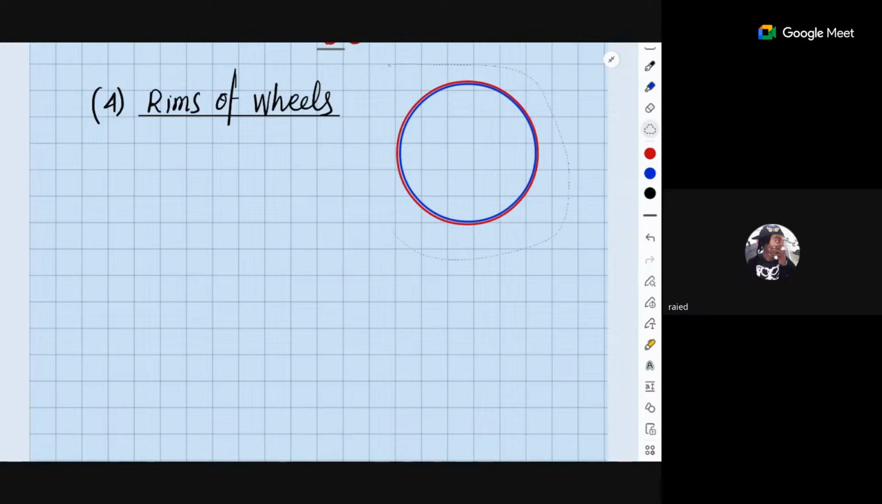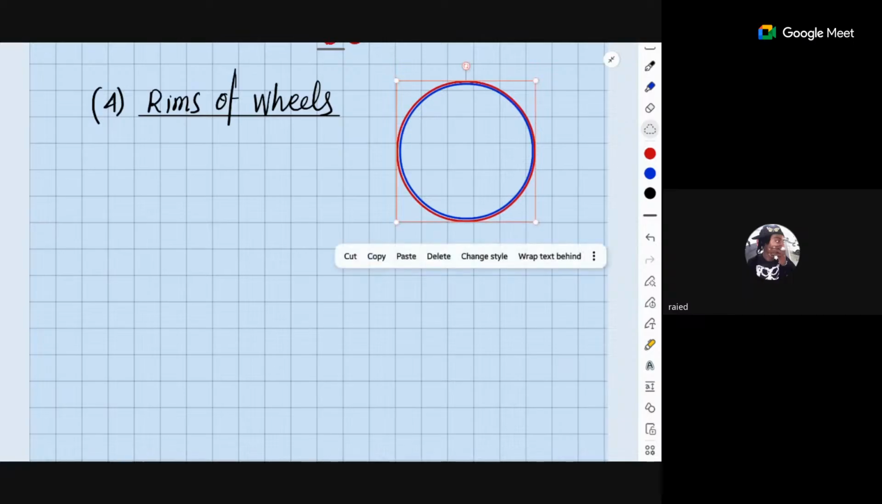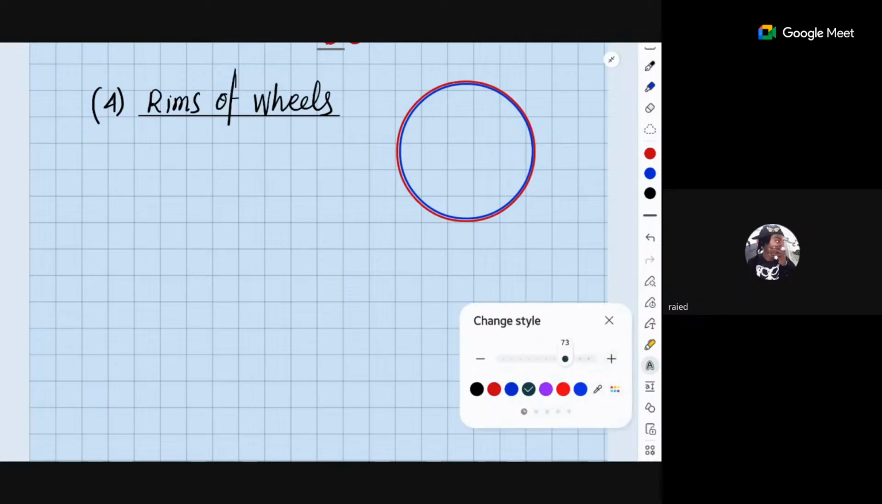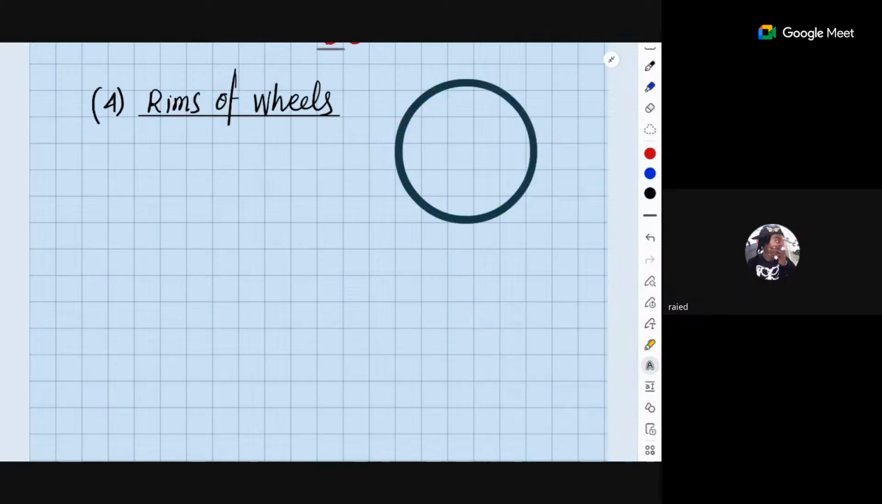Now, this is a wheel, and it has the rims outside. When it will be cold, it will shrink, and it will keep this inner wooden rim enclosed. So that will help us out.